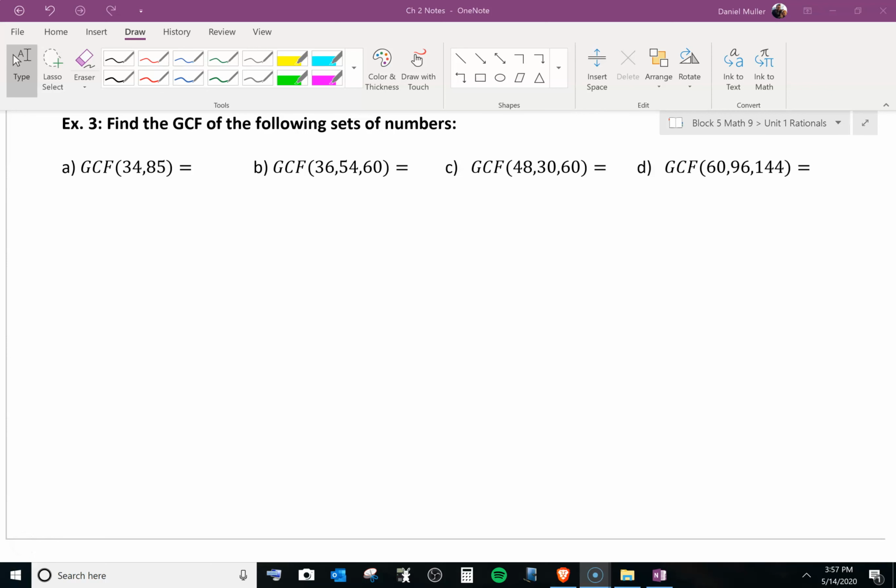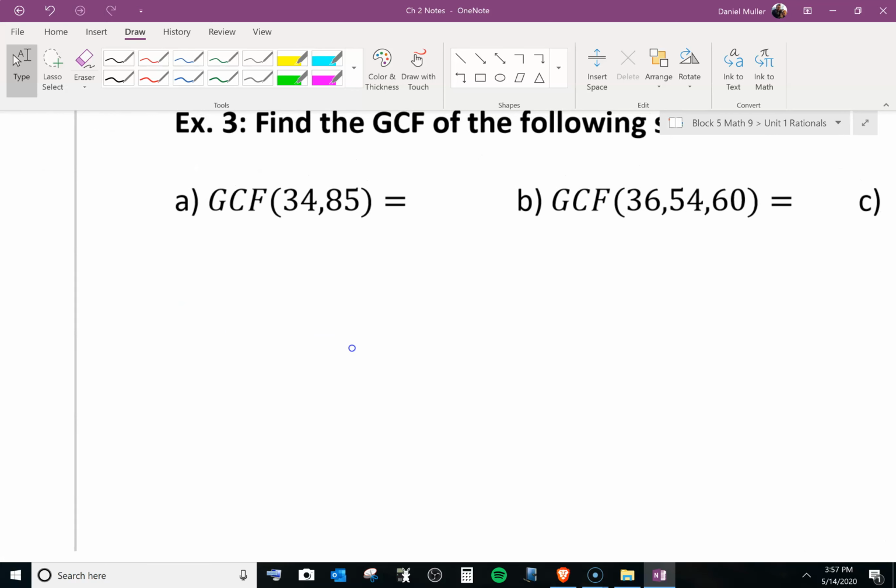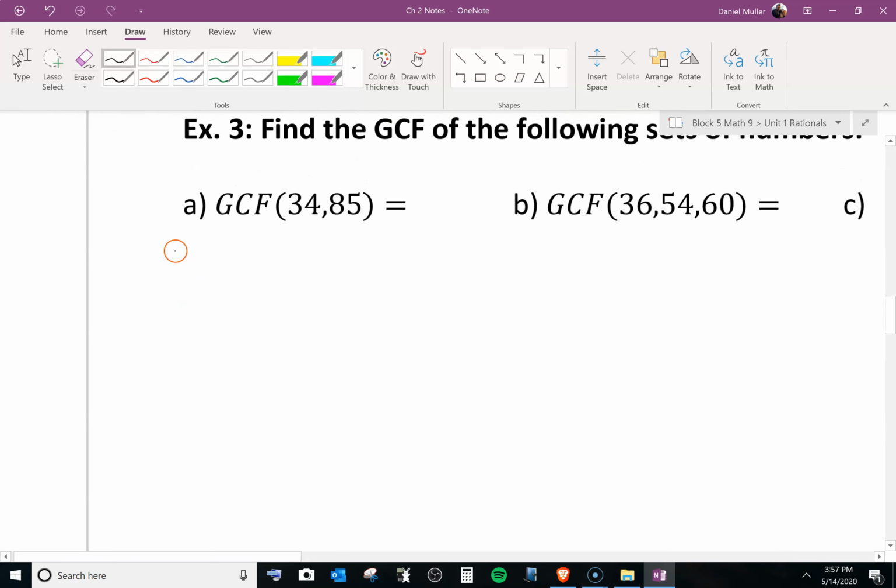Okay, let's continue on here. You notice that B, C, and D all have 3 numbers, but let's start first with A, which only has 2. And so we want to find the greatest common factor, and like the previous ones, you start with your 2 numbers that we're going to be looking at, and you want to bring them down to their prime factorization.